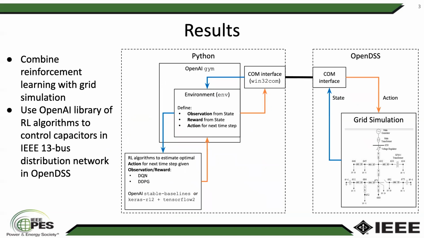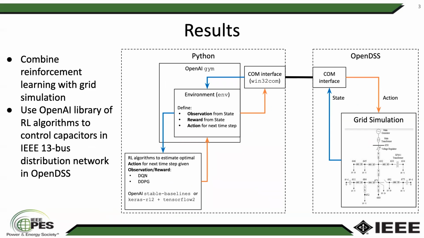Our approach ultimately led to the combination of RL with grid simulation, using OpenAI and OpenDSS respectively. The diagram at right shows the framework developed and presented in our paper. The IEEE 13 bus distribution network was used as the microgrid model in OpenDSS. Separately, a deep Q network, or DQN, was employed in OpenAI, and an OpenAI Gym environment was used to handle state observations, rewards, and actions.